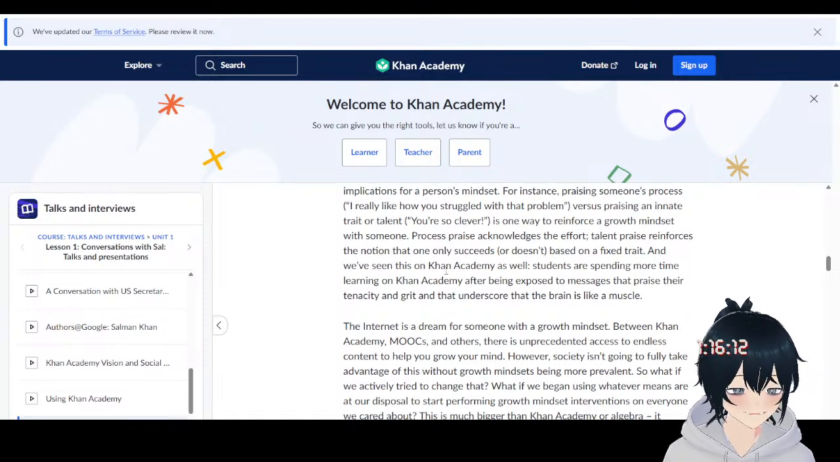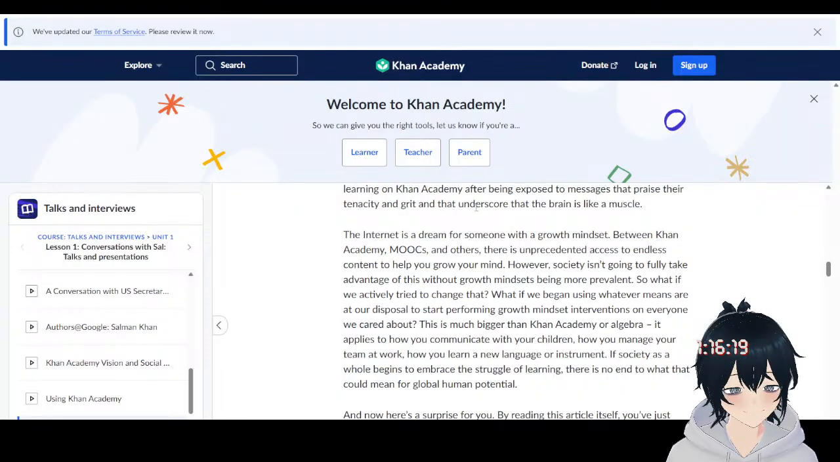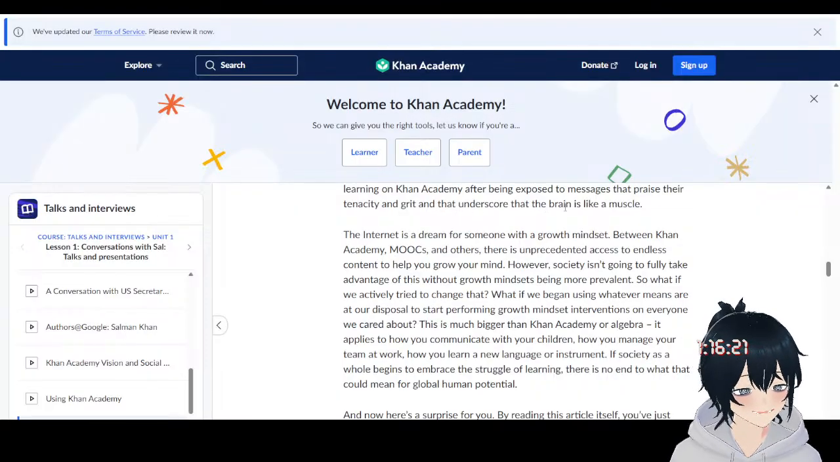And we've seen this on Khan Academy as well. Students are spending more time learning on Khan Academy after being exposed to messages that praise their tenacity and grit, and they underscore that the brain is like a muscle.